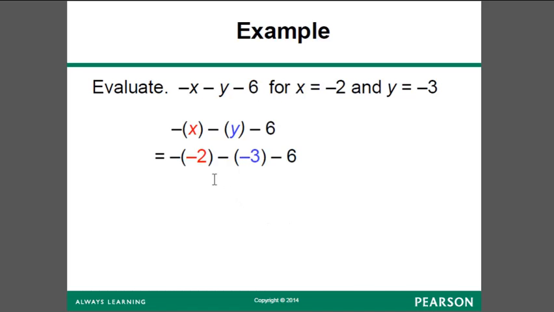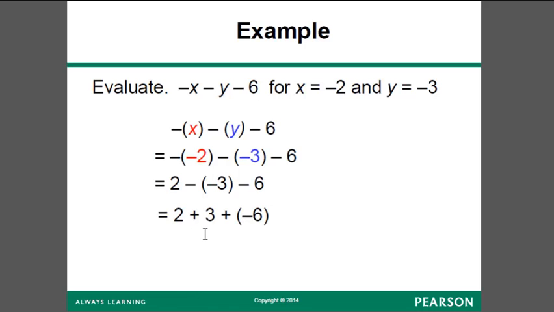Now what happens? Well, I have the opposite of a negative 2. What's the opposite of a negative 2? That's a positive 2. What's the opposite of a negative 3? The opposite of a negative 3 is a positive 3. And I can change my minus 6 to plus a negative 6. So now I have 2 plus 3 plus a negative 6.